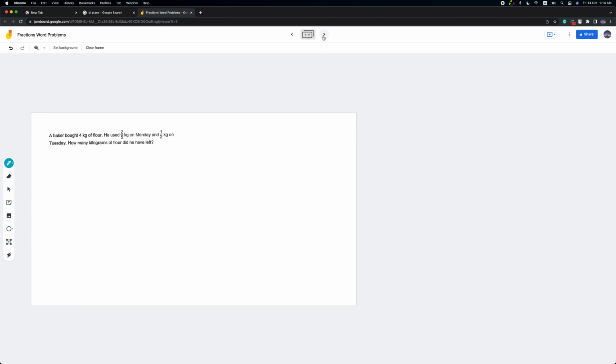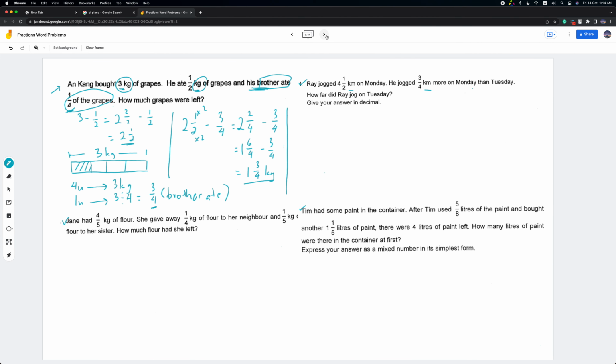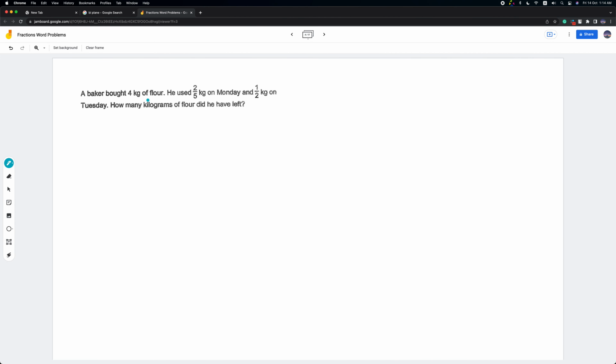Okay, so we're gonna move on to the next one, which is something that we have done before, like the previous questions, where all of the fractions and all of the values here have units. So this is quite straightforward. A baker bought 4 kg of flour. He used 2/5 kg on Monday and half kg on Tuesday. How many kilograms of flour did he have left? So we can do the working, we can do the subtraction straight away. Again, because the clue is there's units.